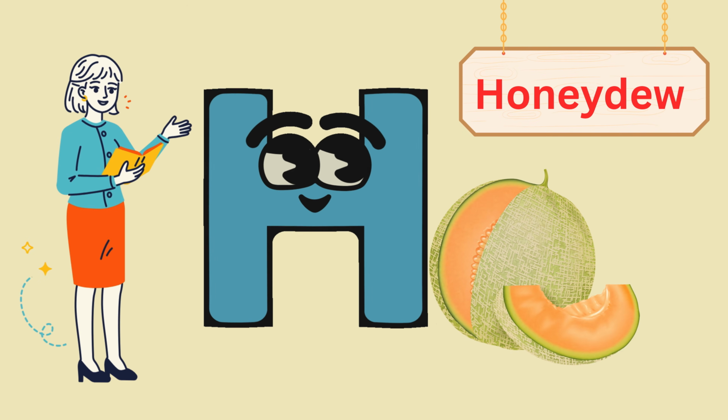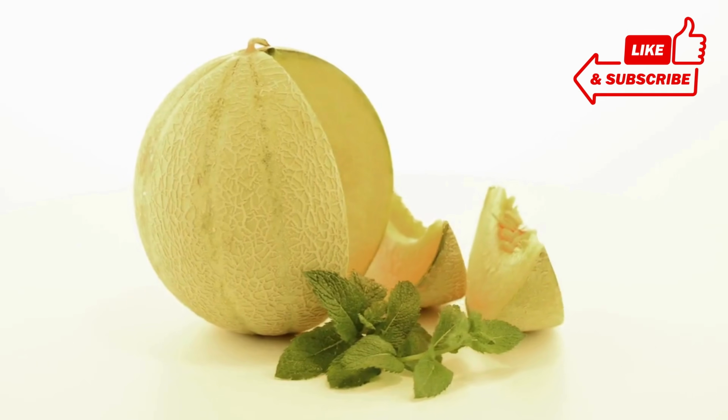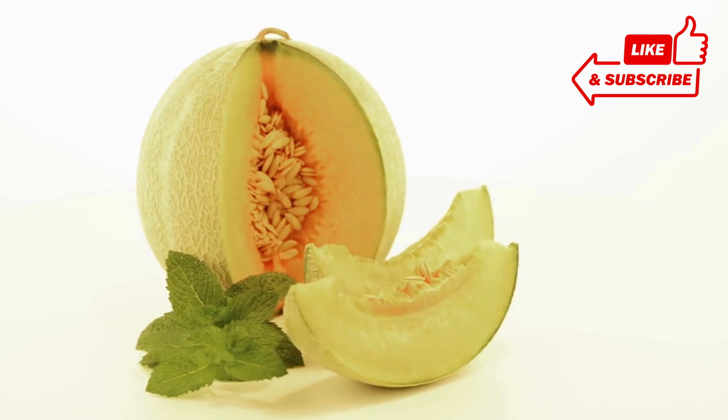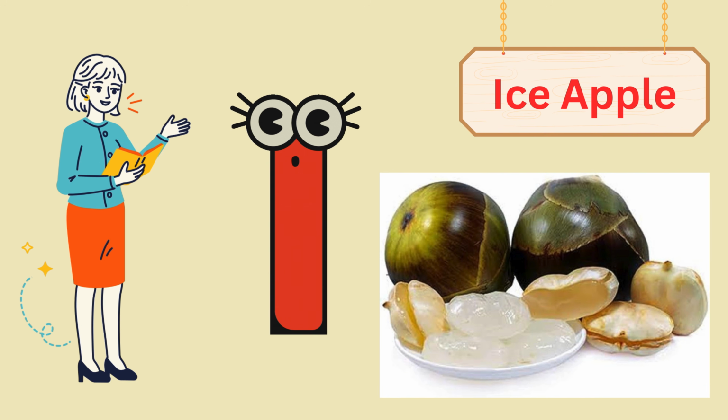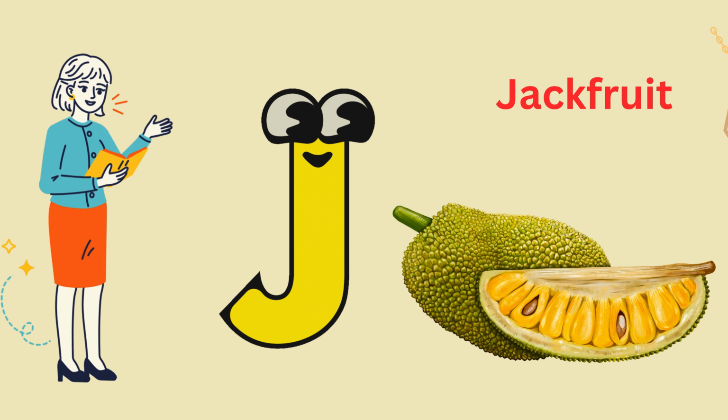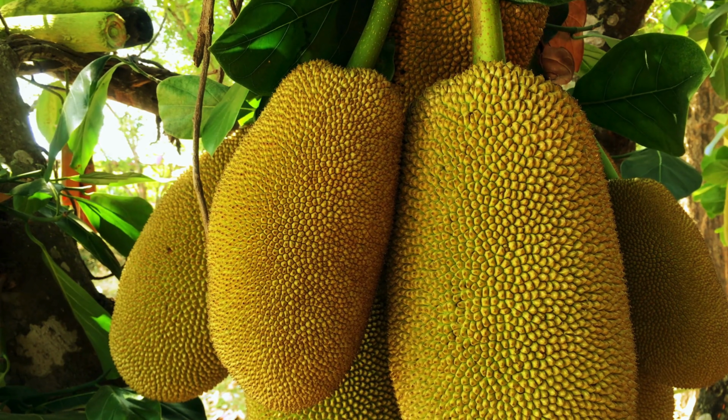H is for honeydew. Honeydew. H is for honeydew. I is for ice apple. Ice apple. I is for ice apple. J is for jackfruit. Jackfruit. J is for jackfruit.